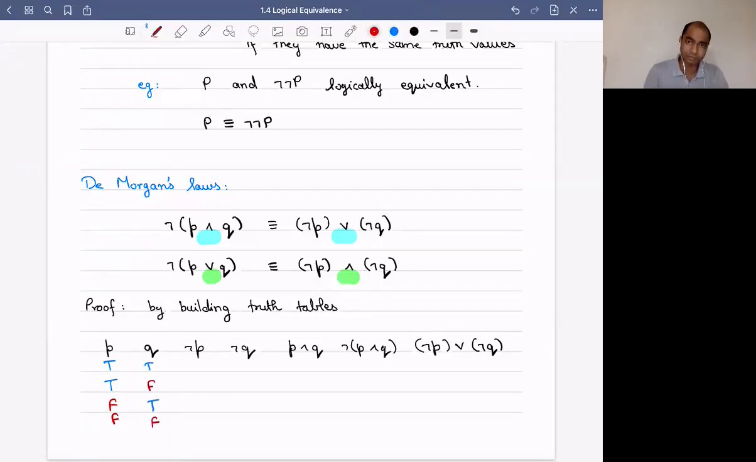Now not P must be the opposite of what's in the column of P, so that will become FFTT. Similarly for Q. Now P and Q is ANDing the first two columns. So I'll get this. And then not of P and Q is negating that. And finally, not P or not Q is taking the OR of these two columns.